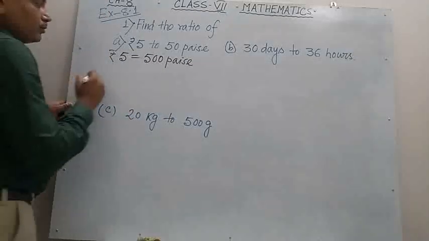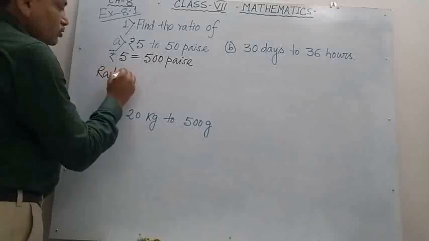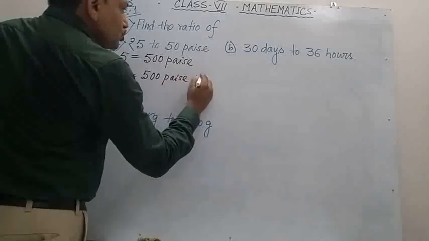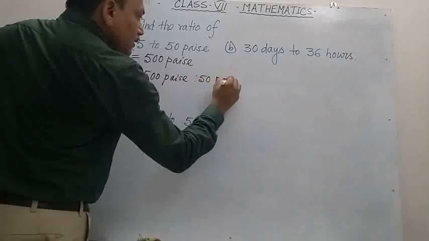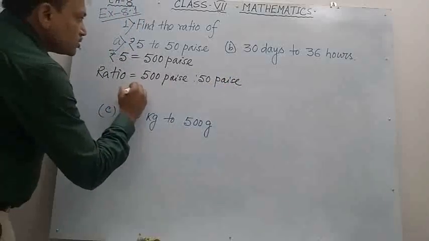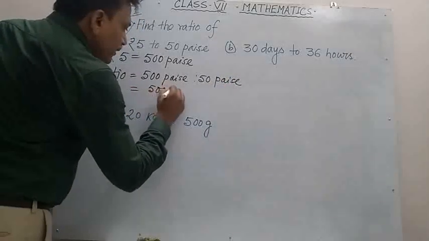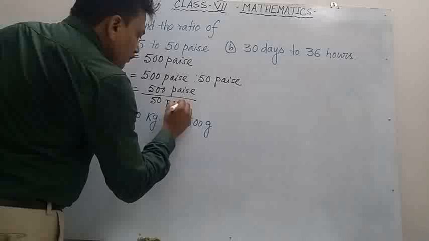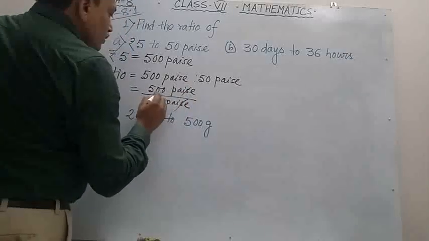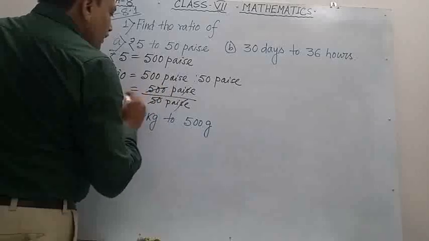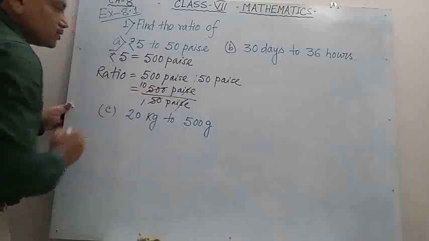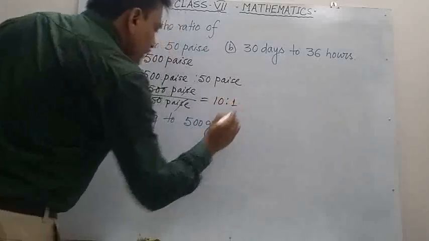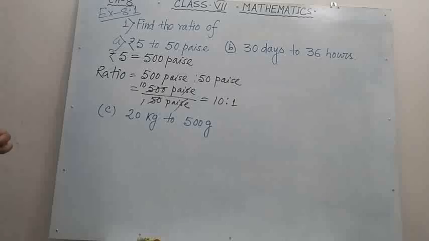Now what is the ratio? 500 paise is to 50 paise. This equals 500 paise by 50 paise. Paise cancels out, 5 into 10, here is 1. So this equals 10 is to 1.